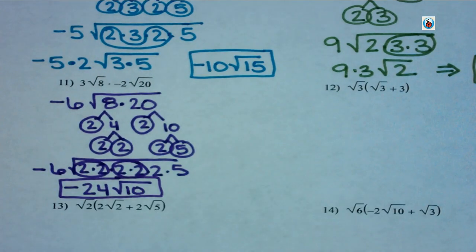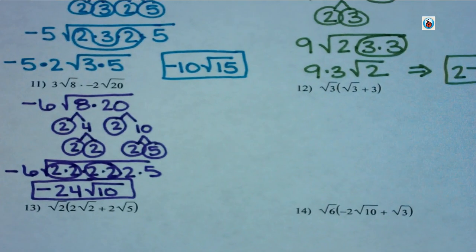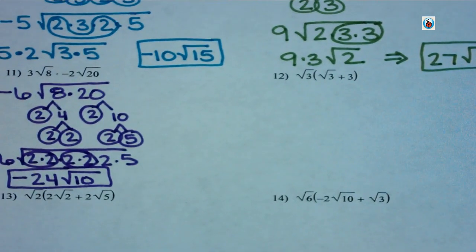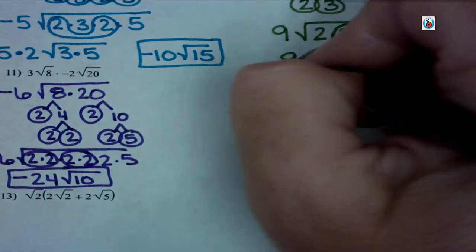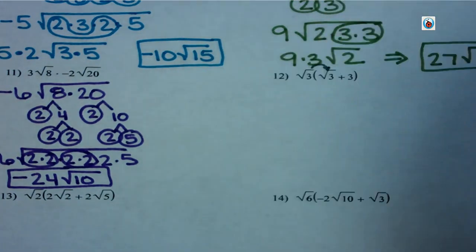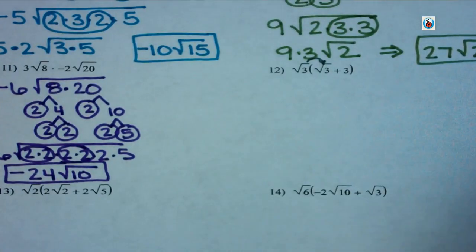Whew. Okay, number 12. Now on number 12, we've got parentheses and we have to distribute. So we're still using our properties, but now we're distributing. So we're going to do a square root of 3 times square root of 3. So it's still inside times inside and outside times outside.